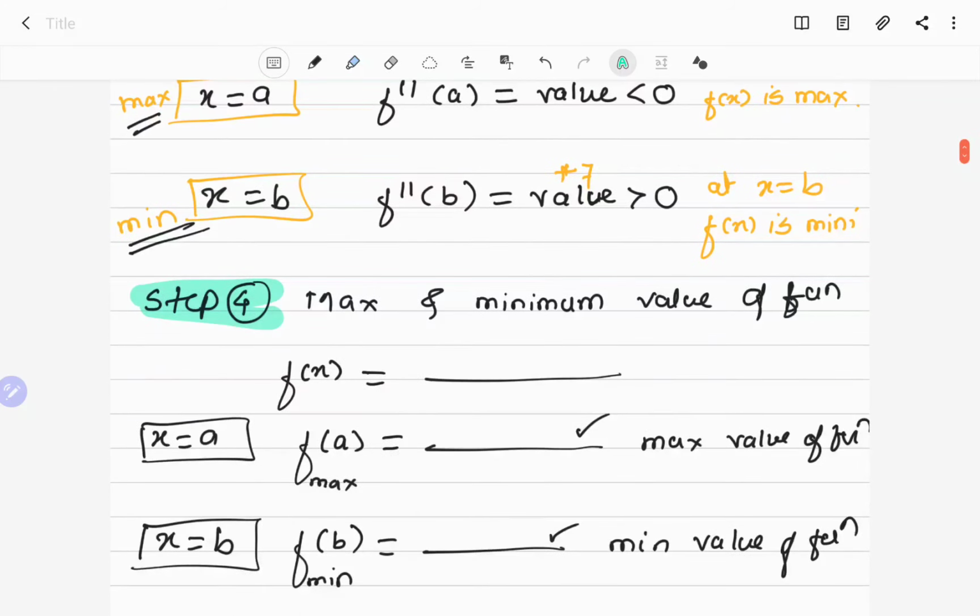Then the real task is to find the maximum and minimum value of the function. So how to obtain that? We want a maximum or minimum value of the function. So just start with the function, substitute x equal to a in it, and obtain a final value. Substitute x equal to b in the given function and obtain the corresponding value. Since at x equal to a maxima occurs, you will observe that at x equal to a, it's a maximum value of the function, and at x equal to b, you will observe it's a minimum value of the function.